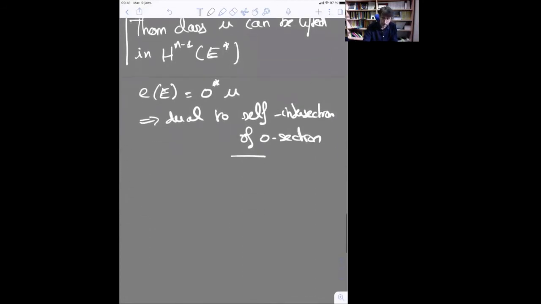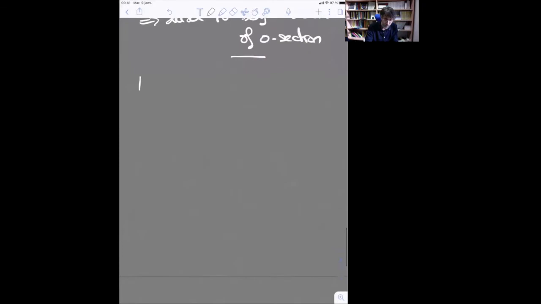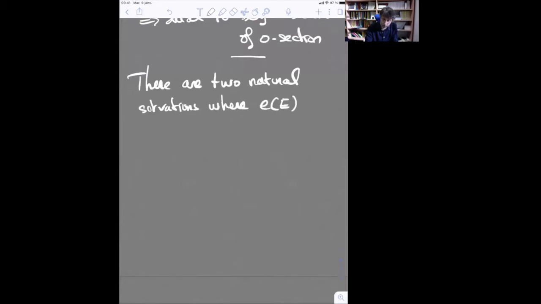There are two natural situations where the Euler class is 0. The first situation, the simplest one, comes from the following remark.